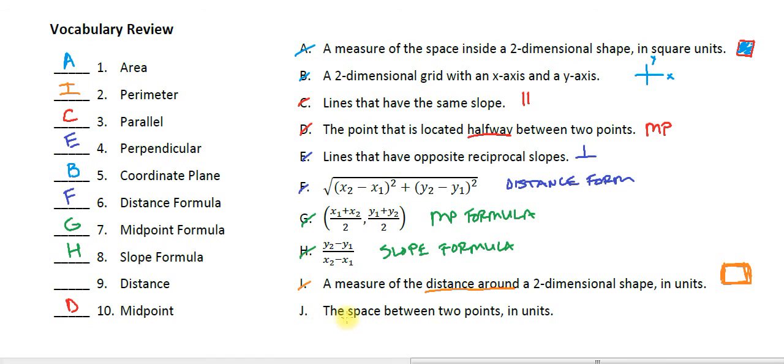Okay, letter J, the space between 2 points in units. If I have 2 points, and I'm looking for the measure of the distance between those 2 points, or the space between those 2 points, that is distance. And so distance is my last word, which works out pretty nice since the last word I have left in my list is distance. So that is going to be J, and that is our vocabulary review.